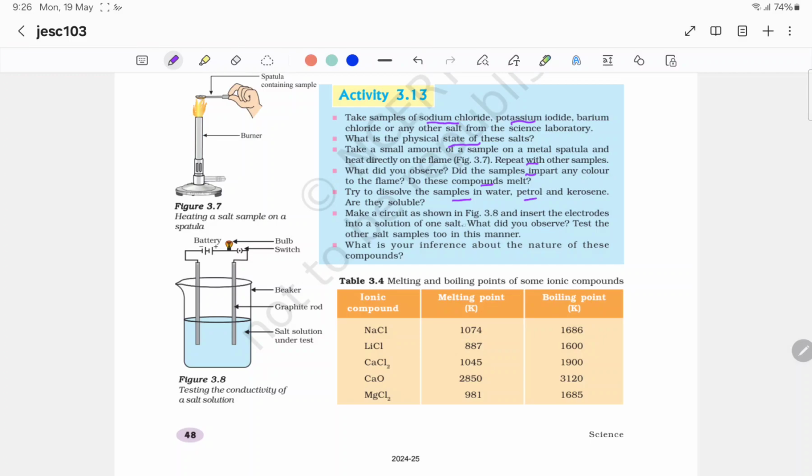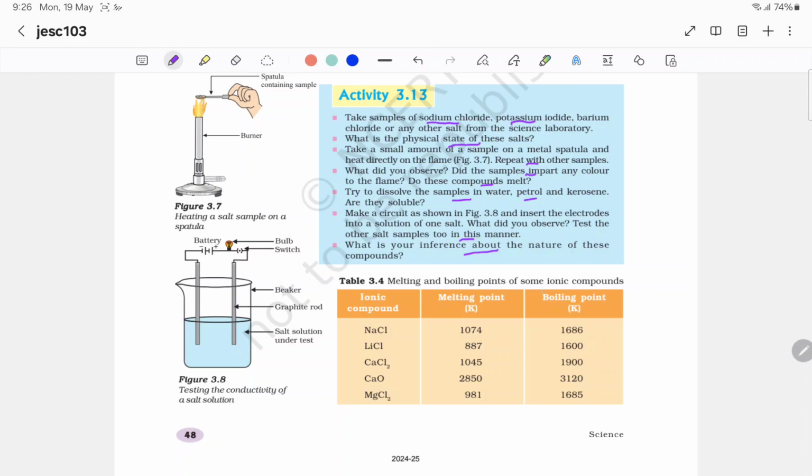Are they soluble? Make a circuit and insert the electrodes into a solution of one salt. What did you observe? Test the other samples too in this manner. So what is your inference about the nature of these compounds? Means, are they soluble? Do they conduct electricity? Do they impart color to the flame? Right. So from this activity we have tried to find these results.